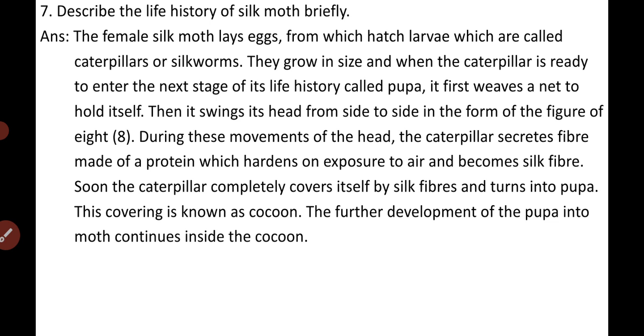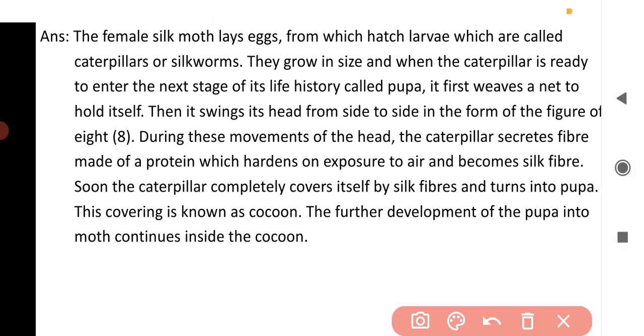The female silk moth lays eggs from which hatch larvae. The female silk moth lays eggs on the leaves of a mulberry tree. Then the eggs hatch to form a worm-like larva. The larvae of silk moth are called caterpillars or silkworms. They grow in size, and when the caterpillar is ready to enter the next stage of its life history, which is called pupa, first of all, it will weave a net to hold itself.